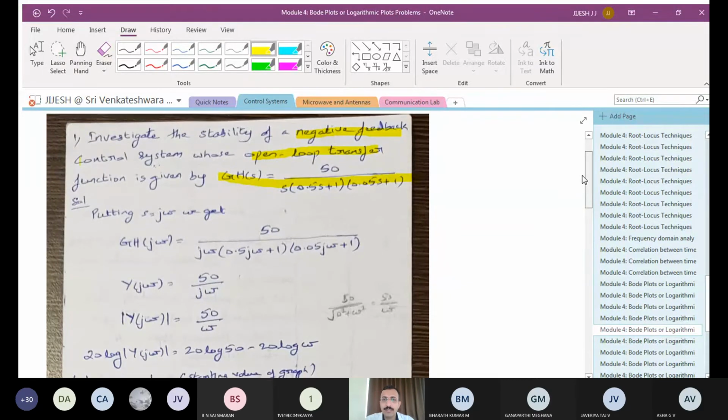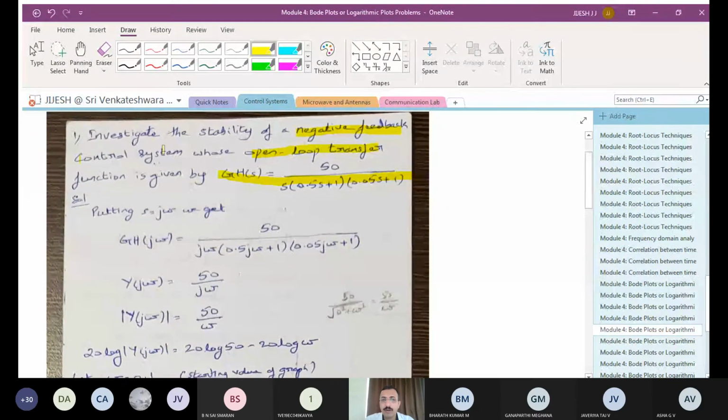The first step in the Bode plot is to substitute S is equal to j omega. So what you will get is GH of j omega. Refer to the material that you have with you. When S is equal to j omega, GH of j omega is equal to 50 divided by j omega into (0.5 j omega plus 1) into (0.05 j omega plus 1). This is what you will get.